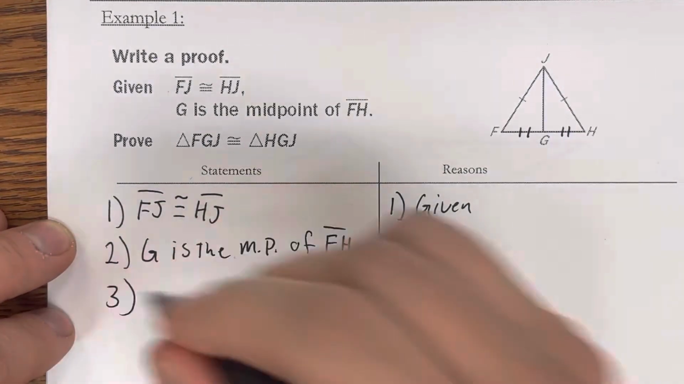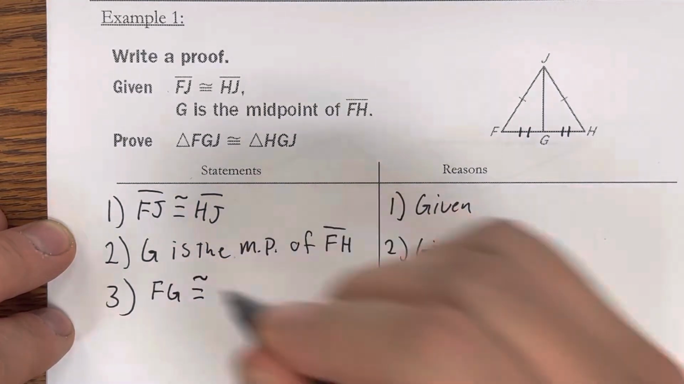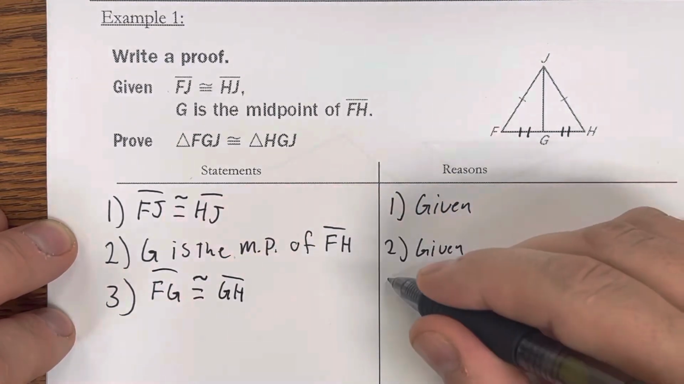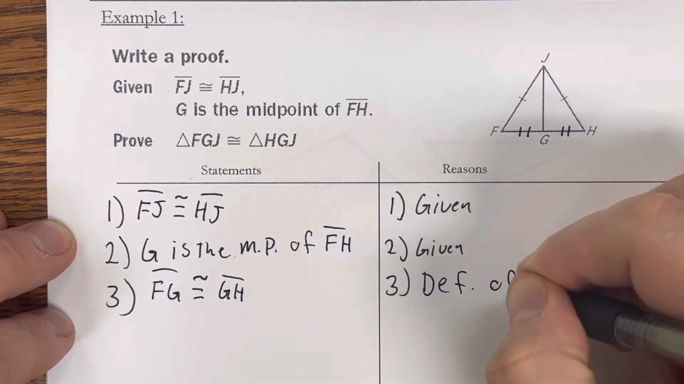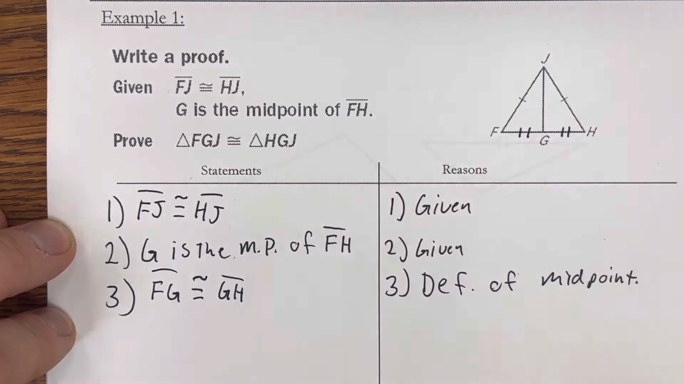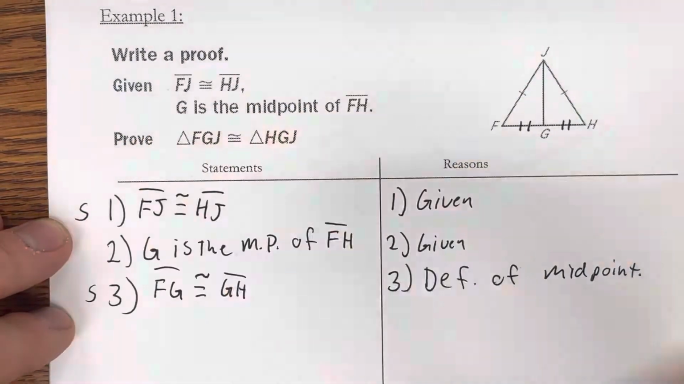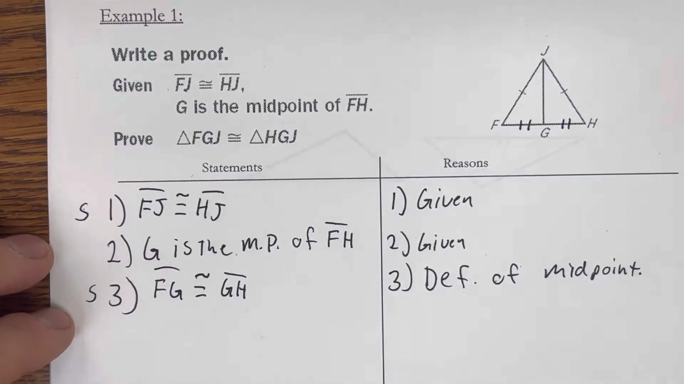So step 3, FG is congruent to GH. And the reason is we use the midpoint. So it's definition of midpoint. All right, so now we have two pairs of sides that are congruent. So I put an S and an S. Now, that's not enough. We need to show that all three sides are congruent.